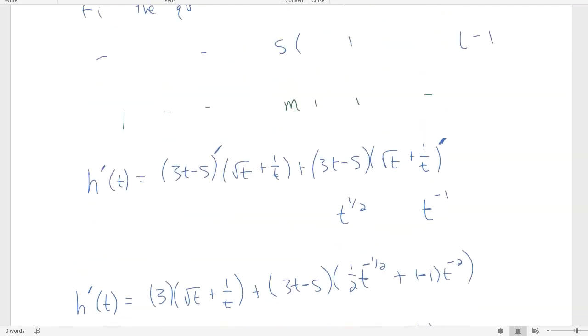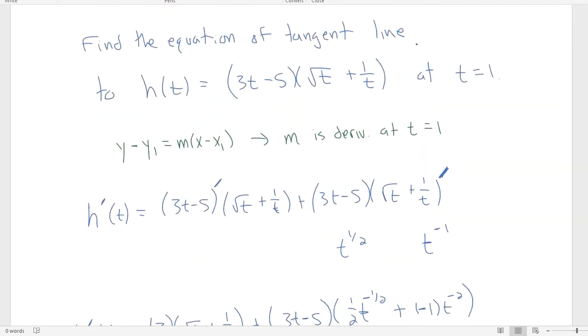Let me scroll up for a moment. Okay, so here's my original equation. I want the y value on this equation, so I'm going to plug t equals 1 into that equation. If I plug t equals 1 into this equation, I'm going to get 3 minus 5, which is negative 2. I'm going to get 1 plus 1, which is 2, which gives us negative 4.